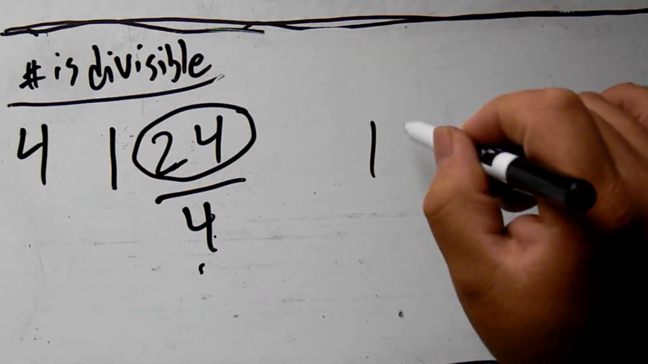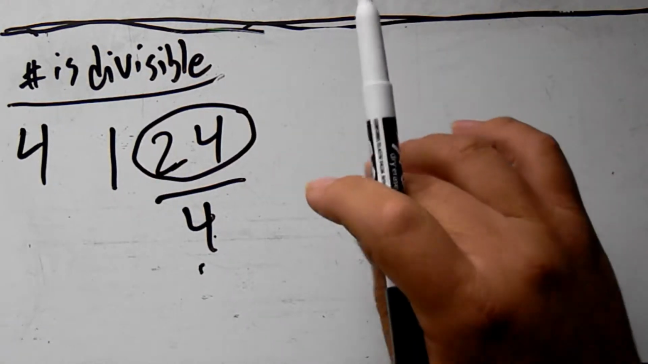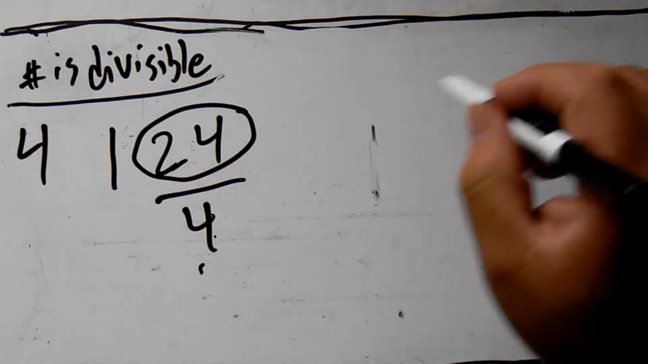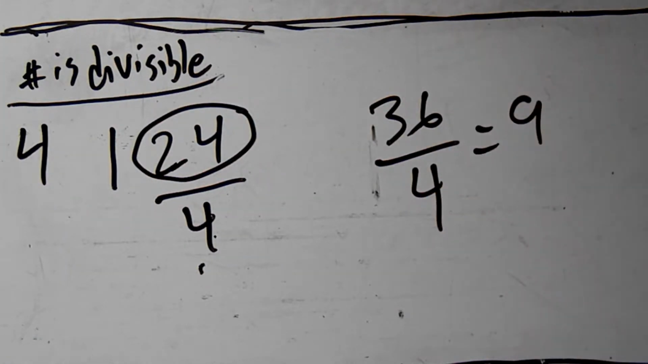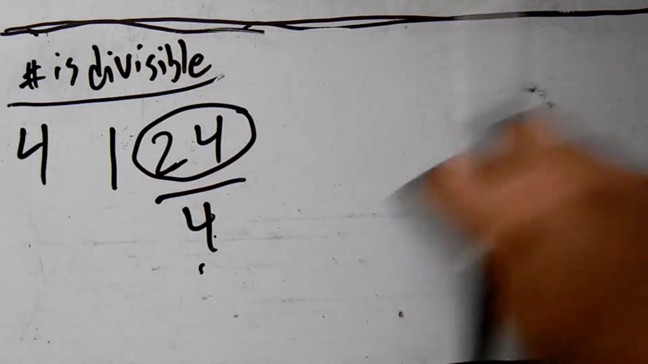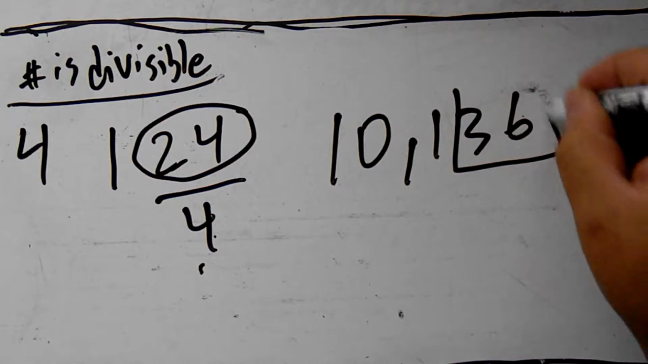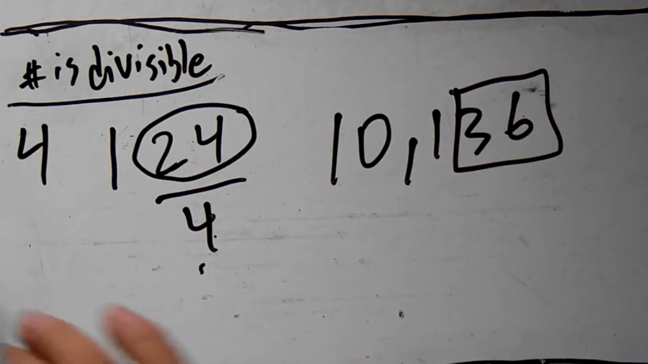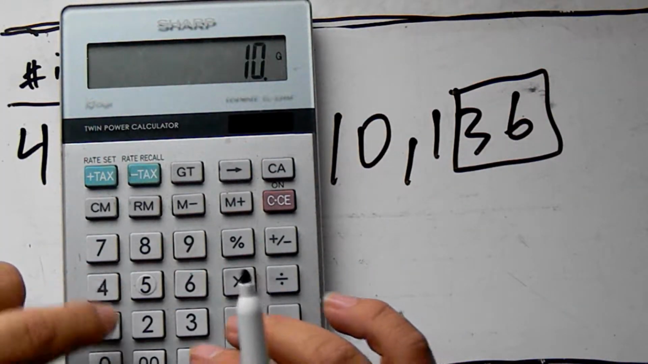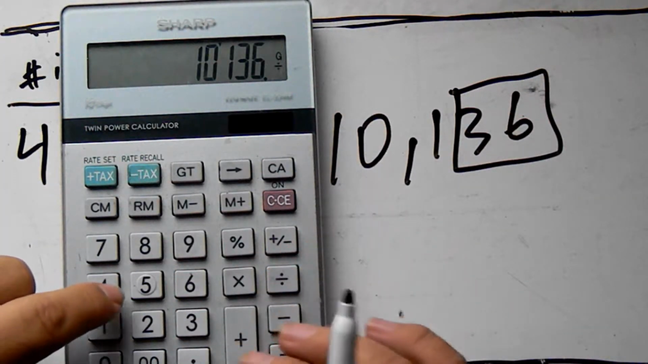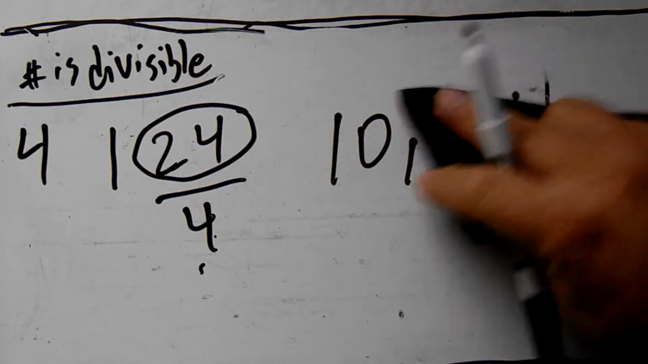Let's try something else. So what's divisible by 4? Let's say 36. 36 divided by 4 is 9. So we know 36 is divisible by 4. So let's say we have 10,136. That should be divisible by 4. So 10,136 divided by 4, and it is. It is divisible by 4. And that's 4.